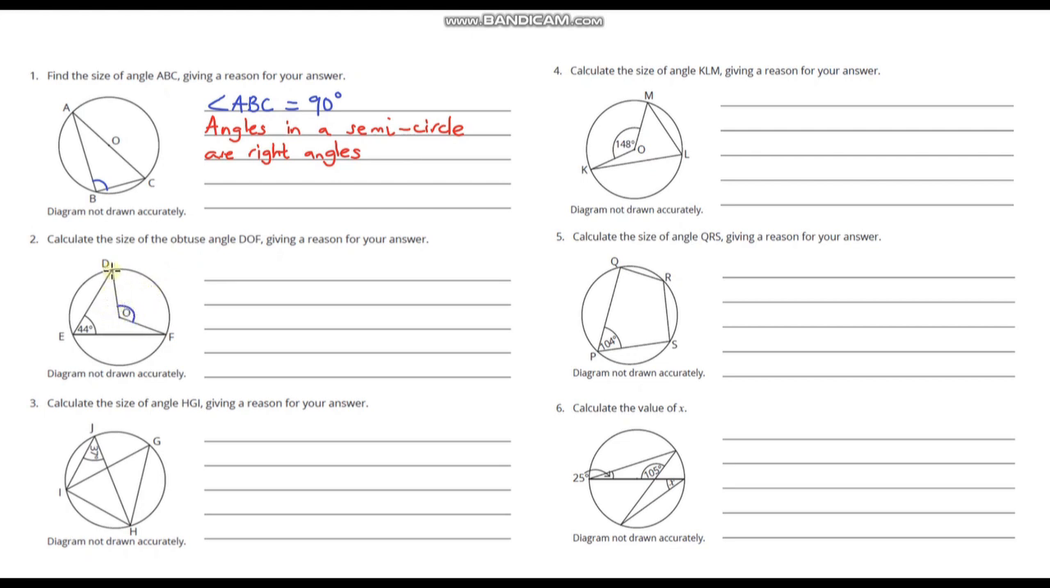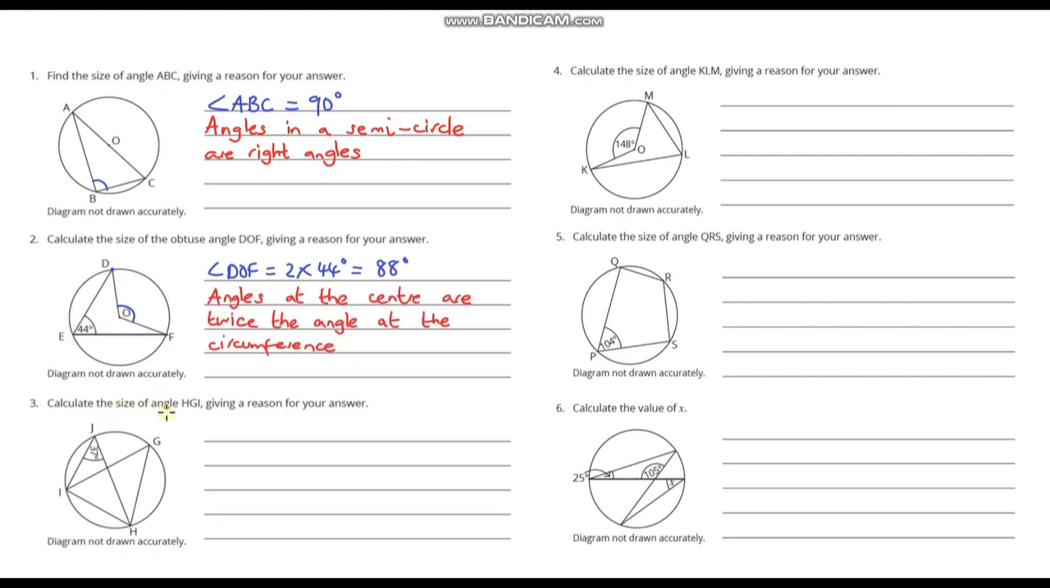Now here we've got 2 points on our circumference, and we've got an angle at the circumference that connects to these 2 points and an angle at the center that also connects to these 2 points. And one of our circle theorems is that the angle at the center is twice the angle at the circumference. So we can say that angle DOF is going to be 2 times angle DEF. So that's 2 times 44 degrees, so that is 88 degrees. And our reason is that angles at the center are twice the angle at the circumference.